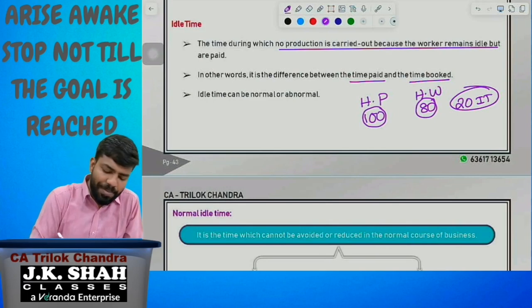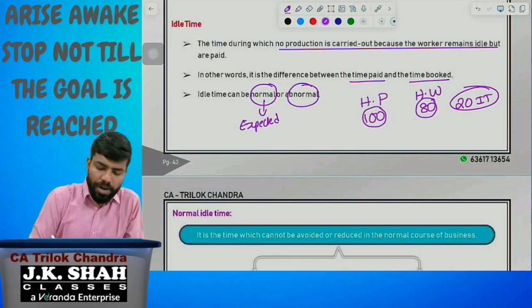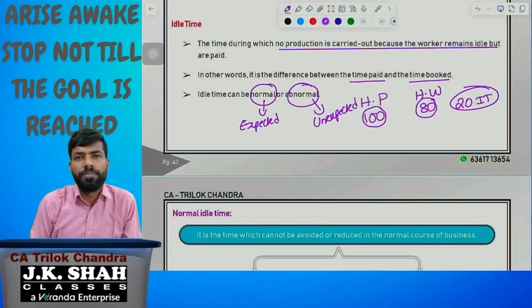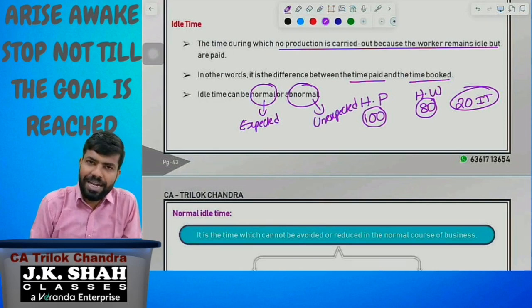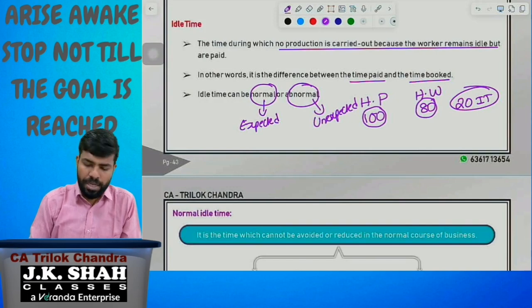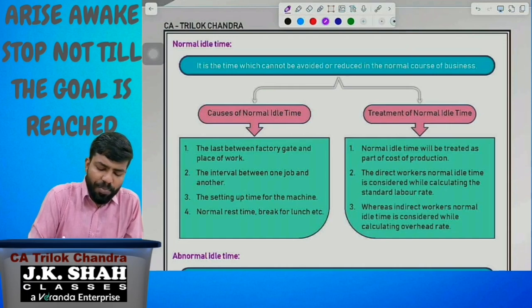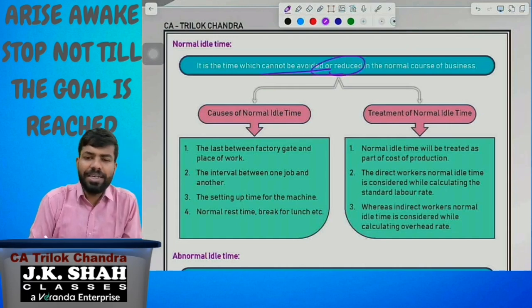When it comes to idle time, it can be normal or abnormal. What is normal? Expected idle time. What is abnormal? Unexpected idle time. Are you understanding? Okay, now let us understand the normal idle time. It is the time which cannot be avoided or reduced in the normal course of business.